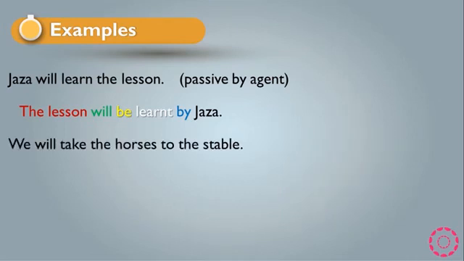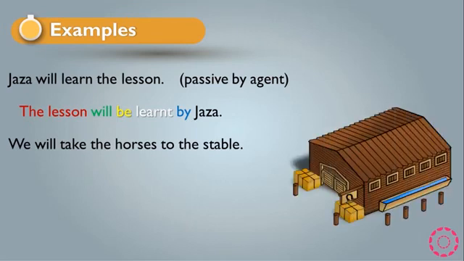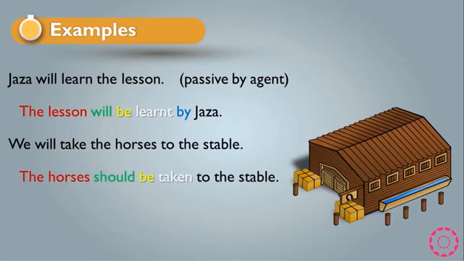We will take the horses to the stable. If you change it to passive, it becomes: the horses should be taken to the stable. The horses is the object. Should, we have to use should or would. Be, which is the rule. Taken, which is the past participle of take, and to the stable is the complement.